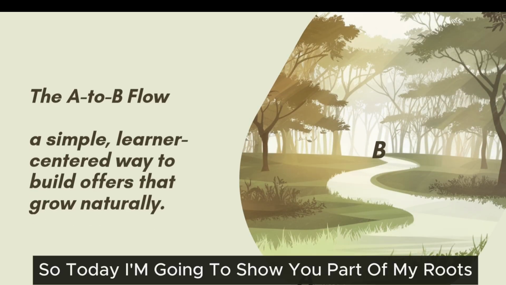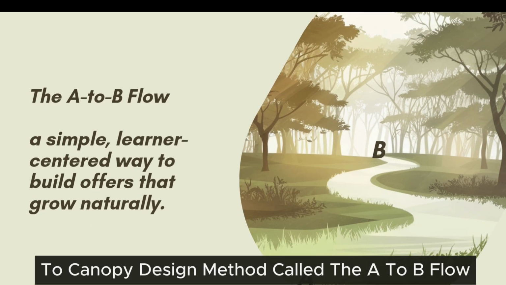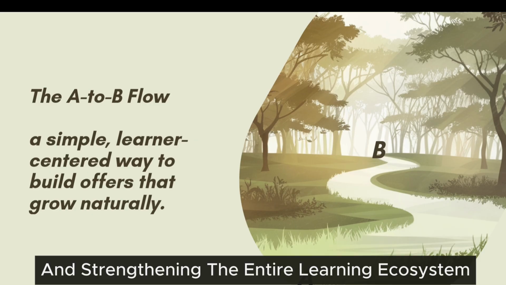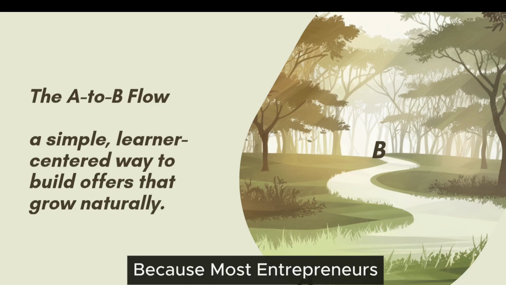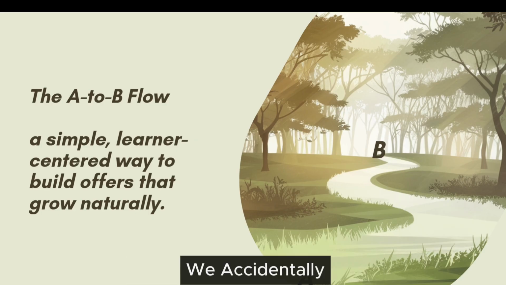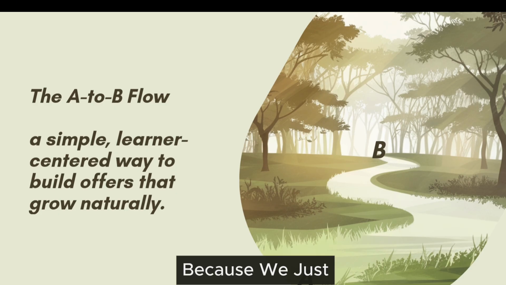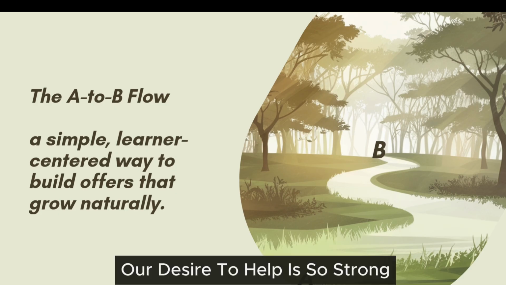So today I'm going to show you part of my roots to canopy design method called the A to B flow. This is my favorite approach for simplifying your offers and strengthening the entire learning ecosystem. Because most entrepreneurs, we accidentally try to take people from A to Z in a single container because our desire to help is so strong.